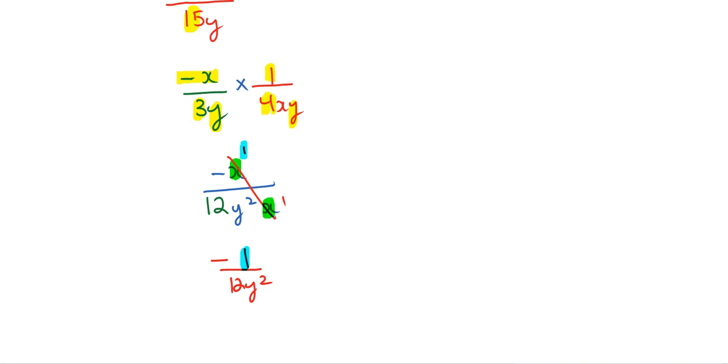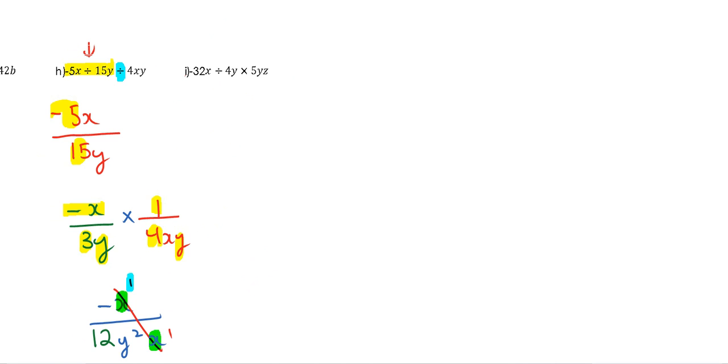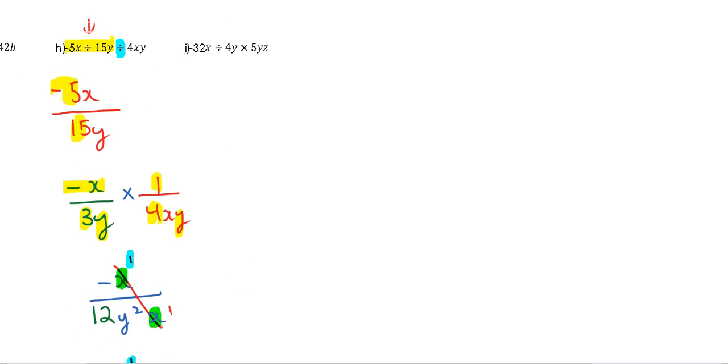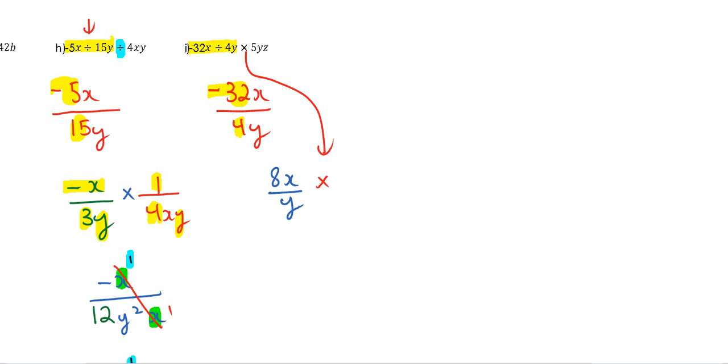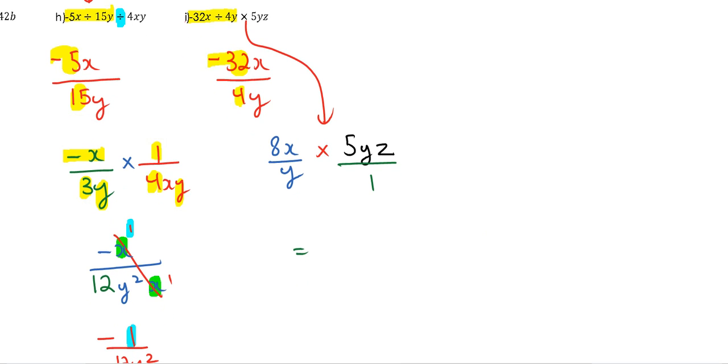Okay, let's move on to the last question here, I. So once again, just work from left to right. So negative 32x divided by 4y. And you'll notice that the negative 32 and the 4, if you simplify that, that's going to be 8x over y. Times, because I have a times sign here, 5yz. And I'm going to put this over 1. And all you have to do now is just multiply straight across.